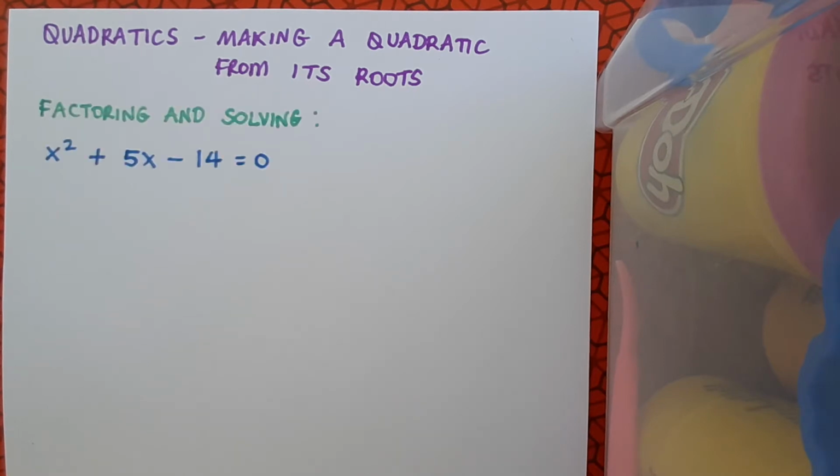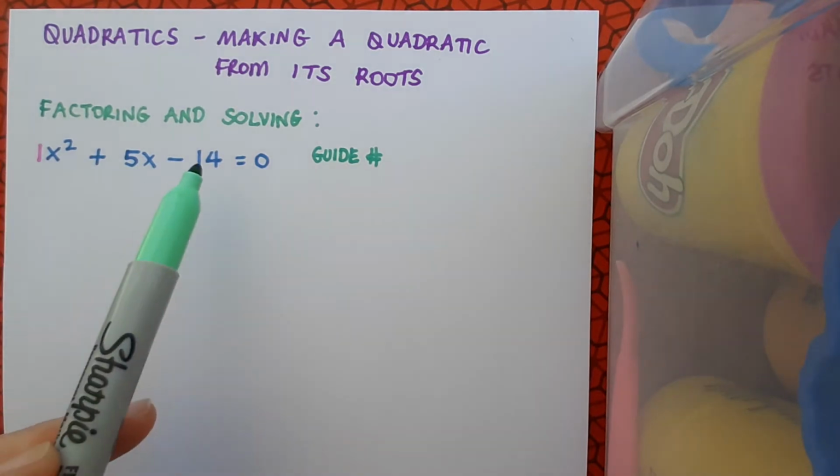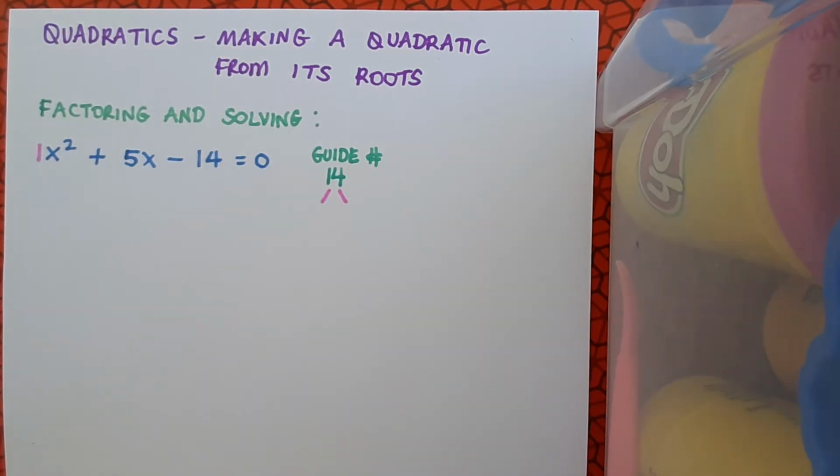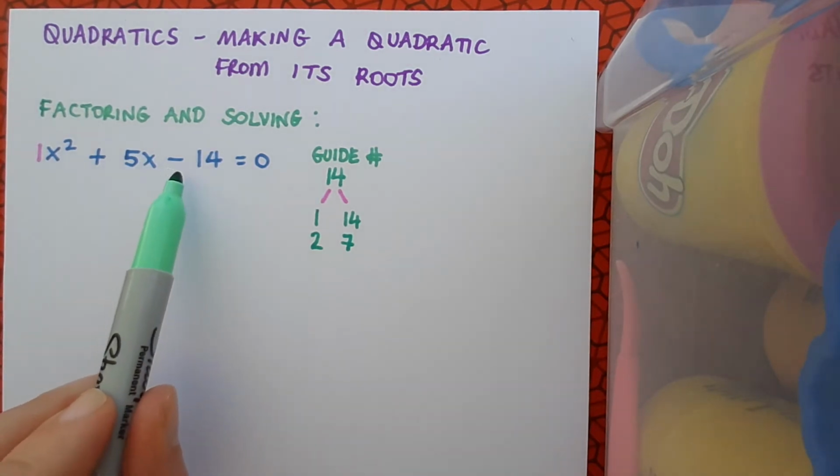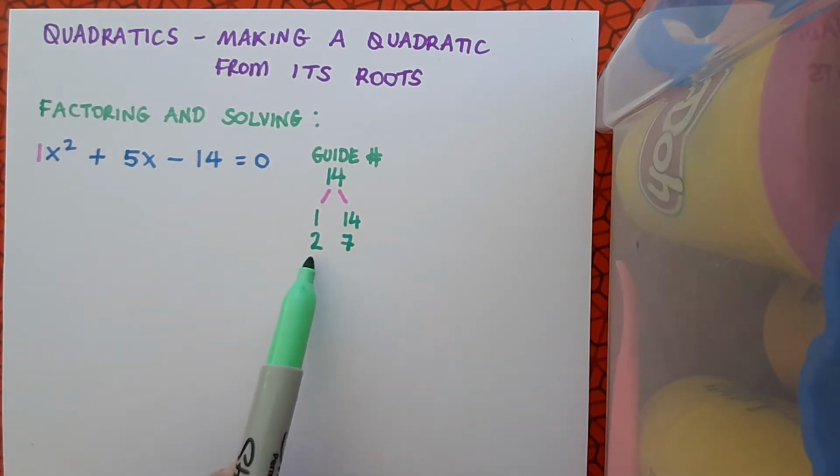So let's take the example of x squared plus 5x minus 14 equals 0. So we're just going to factorise and solve this just like we've been doing all along. So I make my guide number, which is 1 by 14. So that's 14, and then I have to factorise that. And I get 1 by 14 or 2 by 7. And I want to use different signs, because of this minus at the end, to add and subtract these to make my plus 5. So that means using 2 and 7.